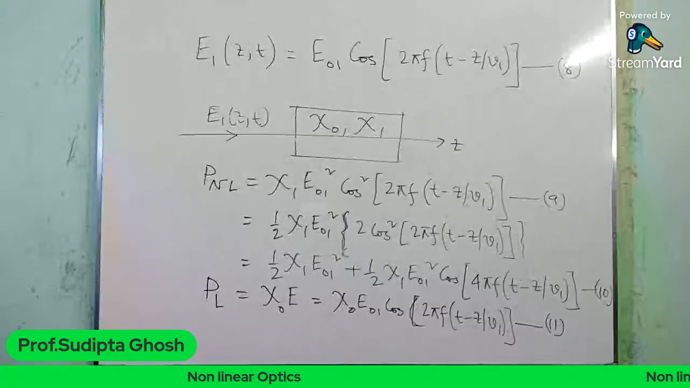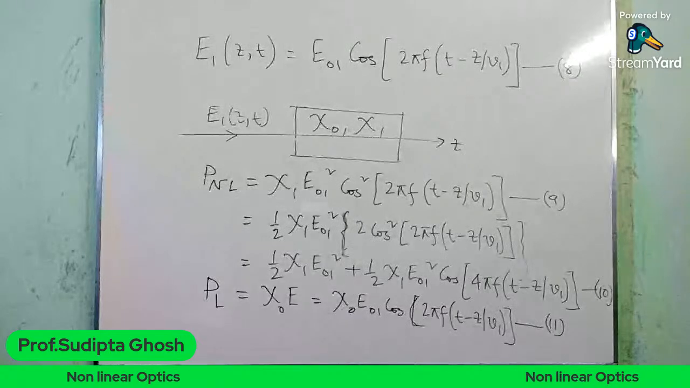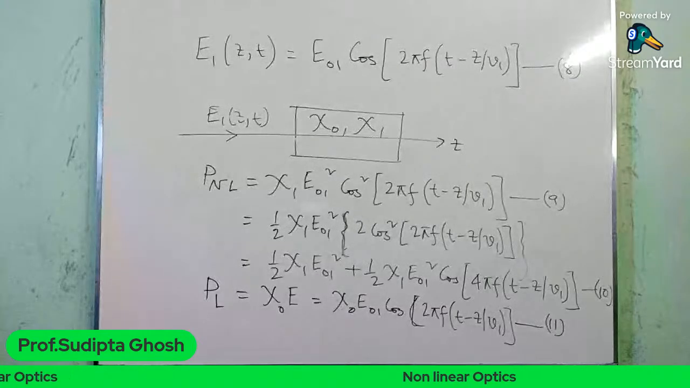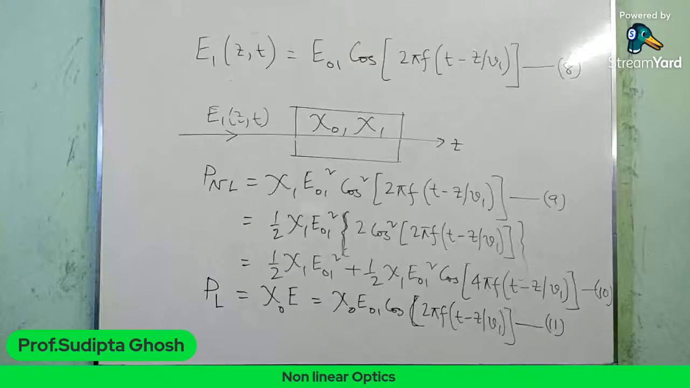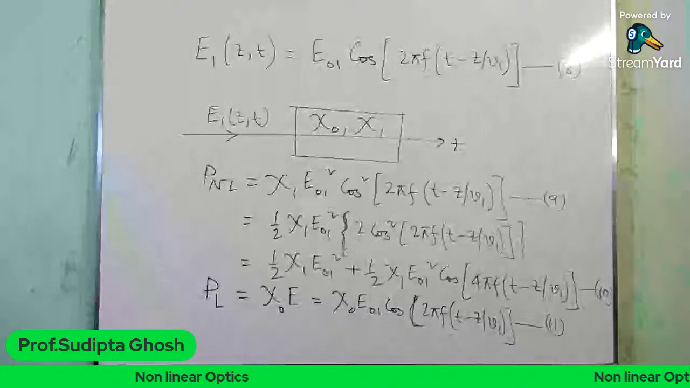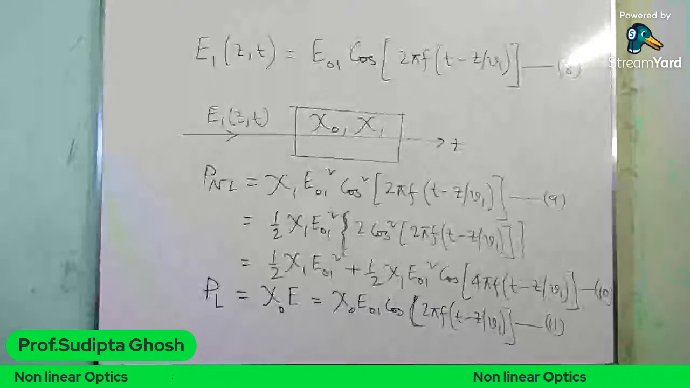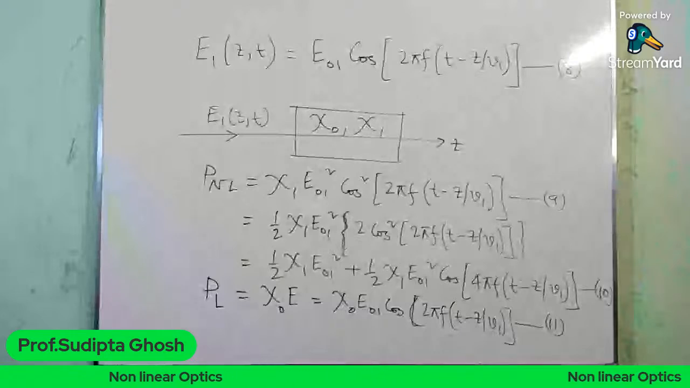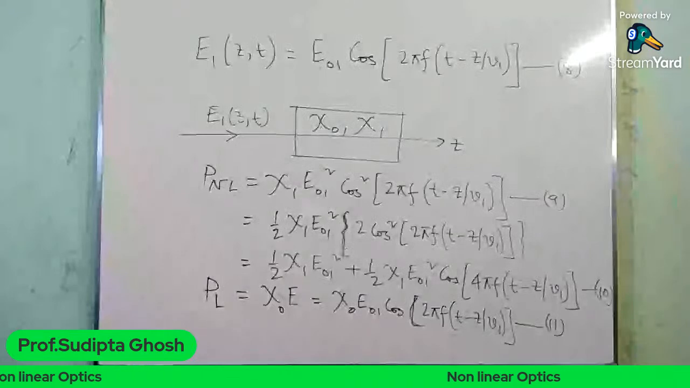So we can conclude that if we send an intense laser beam through a non-linear material, we should get these electric fields according to equation number 10 and 11. Now let us consider independently the terms we have found in these two equations, in equation 10 as well as in equation 11.